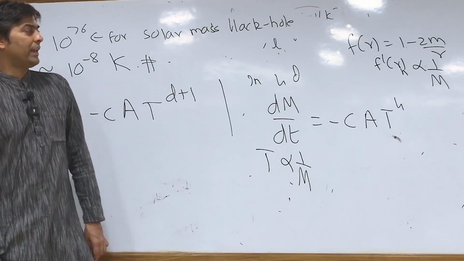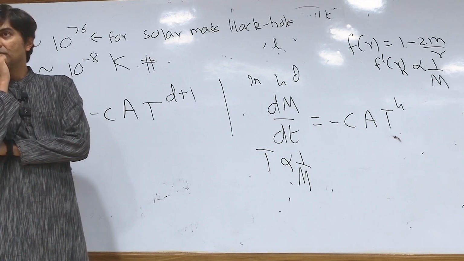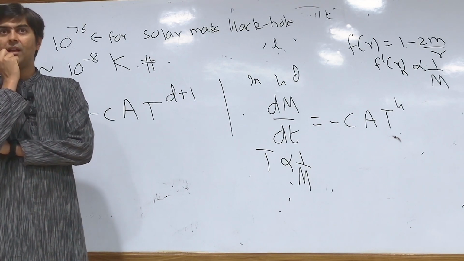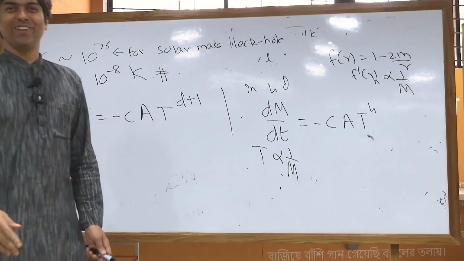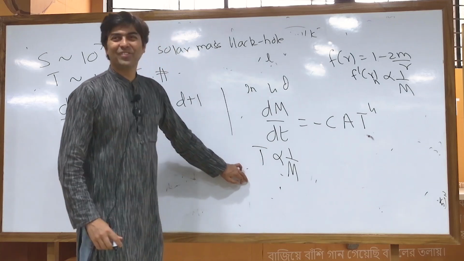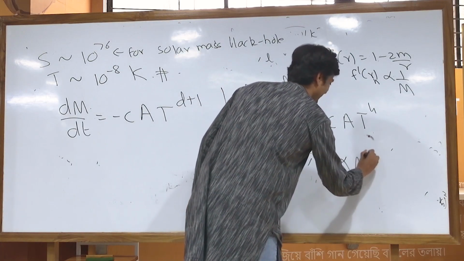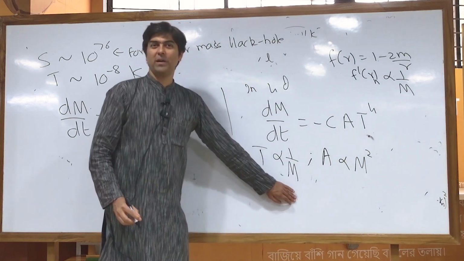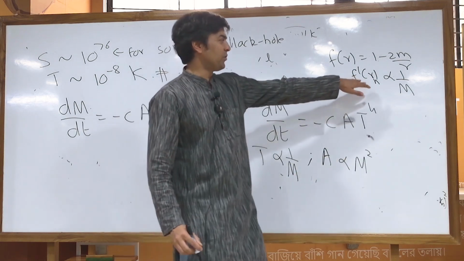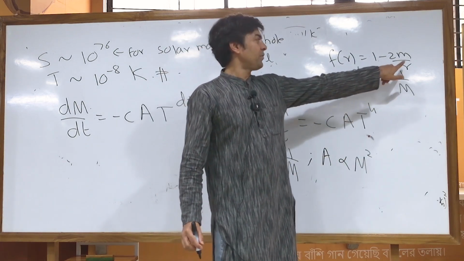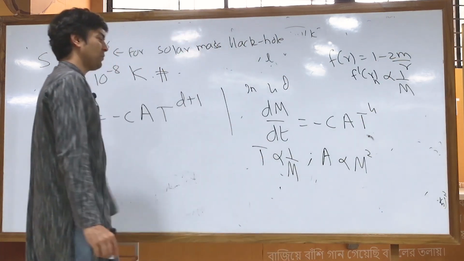Right? What about the area of the black hole? The area of the black hole is 4 pi R_H squared. It's just the area of a sphere. So that's just 4 pi m squared, right? So the area is proportional to m squared, because R_H is proportional to m. It's the point where this goes to 0. Is that fine? Okay. So A is proportional to m squared.